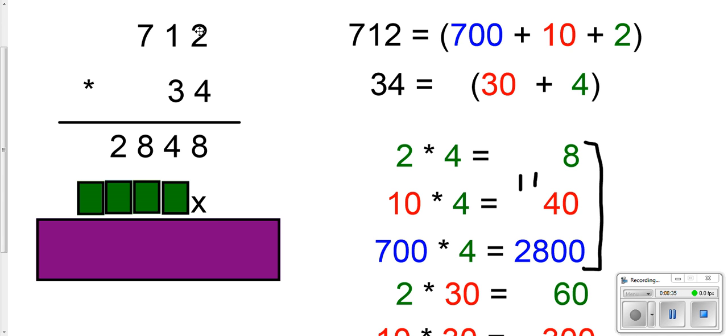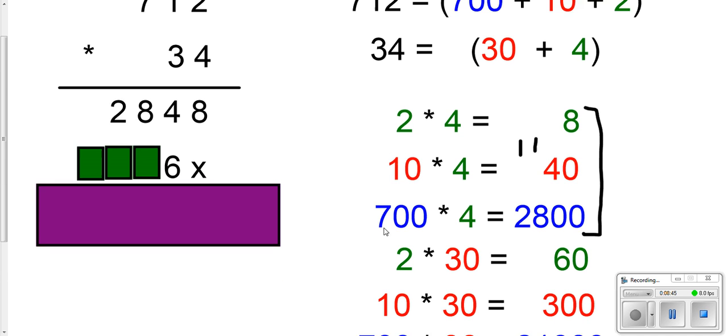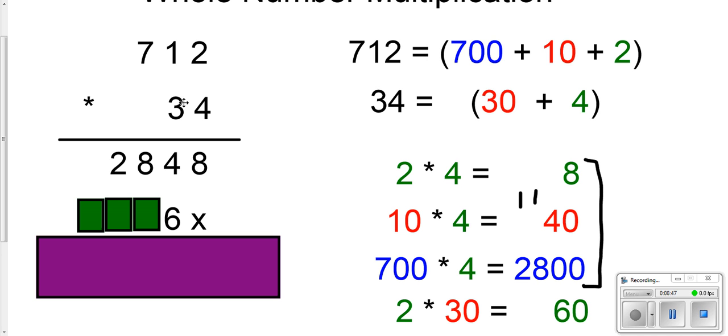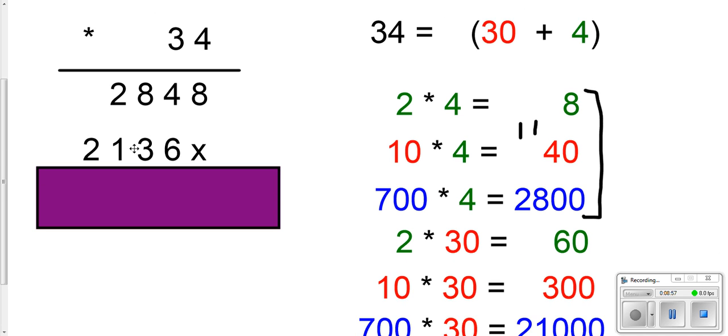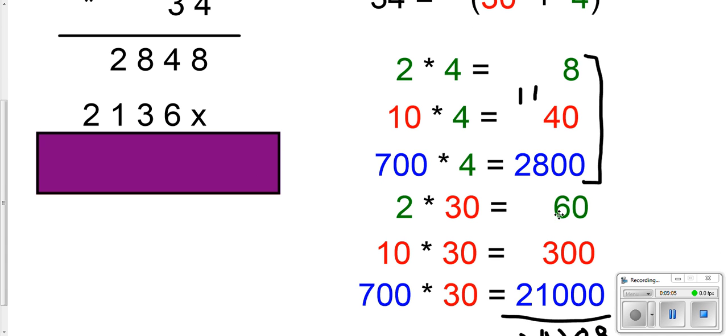2 times 3 is actually 2 times 30. So we're working in the tens place. 2 times 3 makes a 6. So this is actually 60. That's where this piece came from. 2 times 3 made the 6. 1 times 3 makes a 3. 7 times a 3 makes 21. So 2, 1, 3, 6, and an open spot. Kind of like this. 2, 1, 3, 6, open spot. This goes along with this.